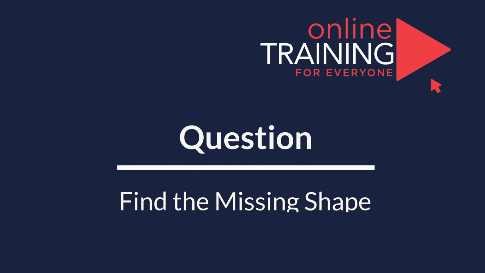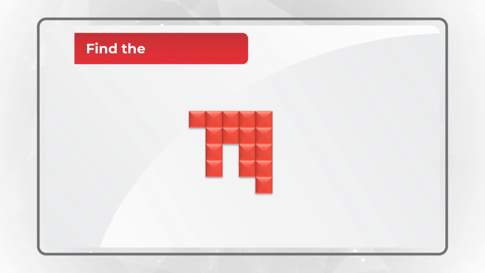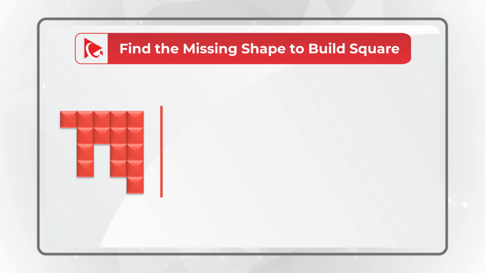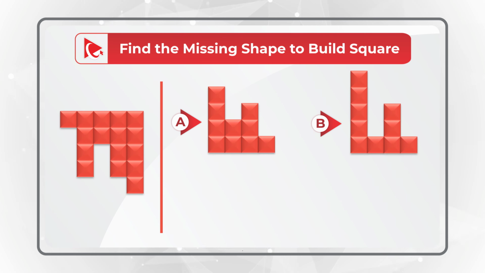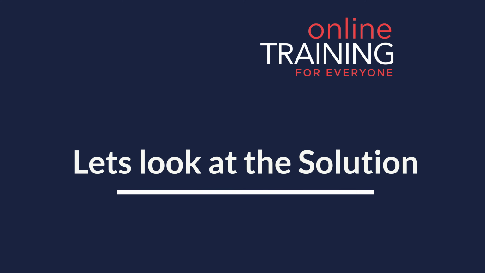Here's a very interesting question to test your spatial reasoning. You're presented with a partial square, and you need to find the missing shape to build the full square. You have 4 different choices to choose from to complete the square. Choices A, B, C, and D. Take a close look to see if you can come up with the answer. And on my end, I'm moving forward to share with you the correct solution.